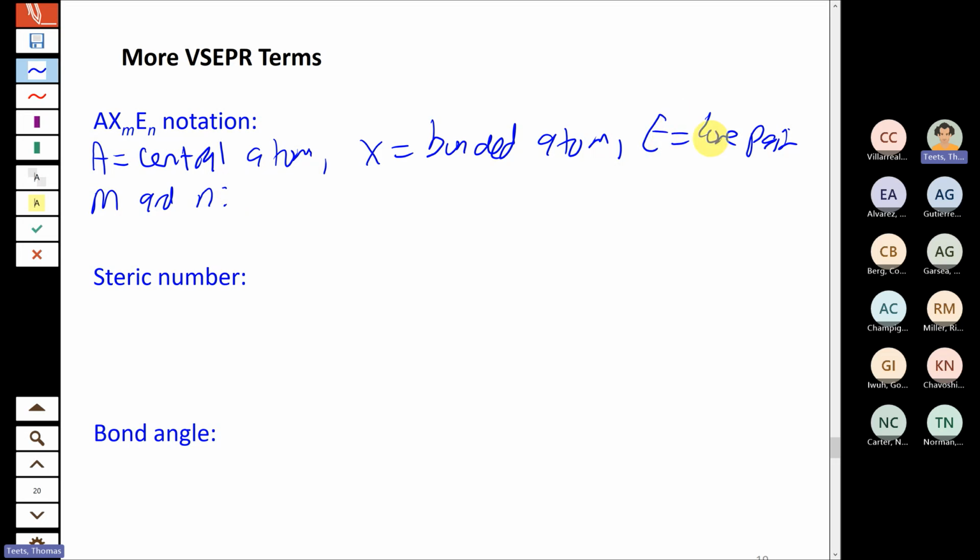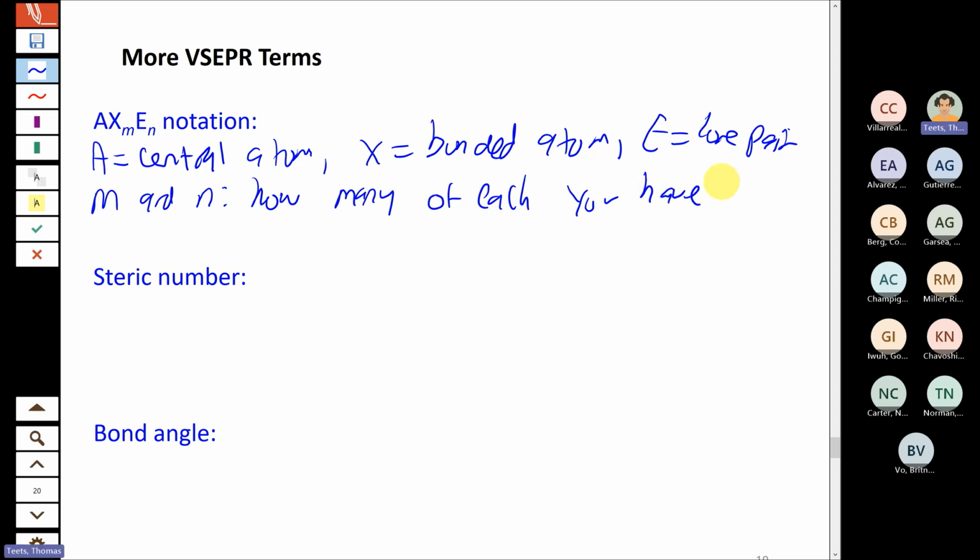Again, keep in mind that E is an entire pair of electrons. That's how many pairs of electrons you have, not how many total electrons you have as lone pairs. That's how many of each you have. And so that combination of m and n is going to dictate what the molecular geometry is. The total number, m plus n, will give us the electron group arrangement, as we'll see, but then the combination of m and n you have defines what the actual shape would be. So in this notation, the X, which is an atom that's bonded to the central atom, and E, which is a lone pair, are referred to as electron groups.